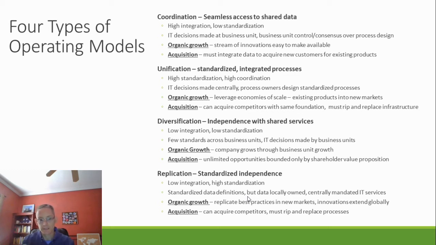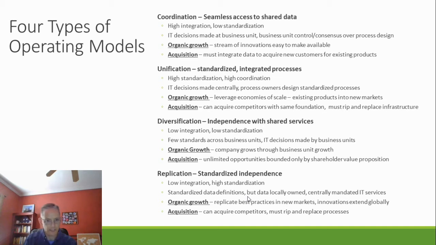Replication is going to be the 4th one. It's got low integration, but high standardization. So standardization on the data definitions, but locally owned and centrally mandated IT services. So they may go back to a common approach to how to store and manage data, but they're going to do the services differently as they move in different businesses.